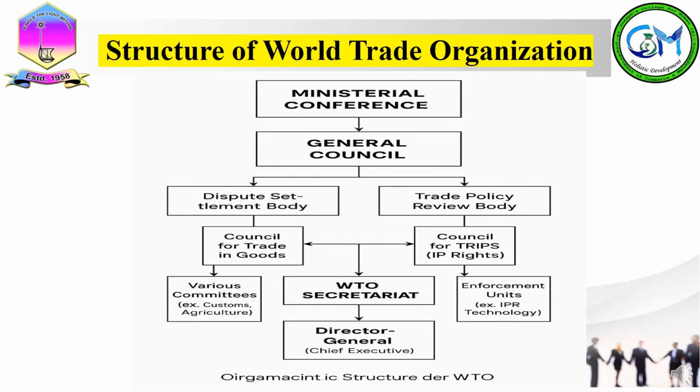So this is the structure of the World Trade Organization. What does it contain? It contains the Ministerial Conference, then the General Council. The General Council has two parts, the dispute settlement body and the trade policy review body. Under these we have the Council for Trade in Goods and the Council for Intellectual Property Rights. The Council for Trade in Goods has different committees, for example customs, agriculture, etc. And there is also the council for IPR, intellectual property rights. It enforces areas like IPR, technology, etc.